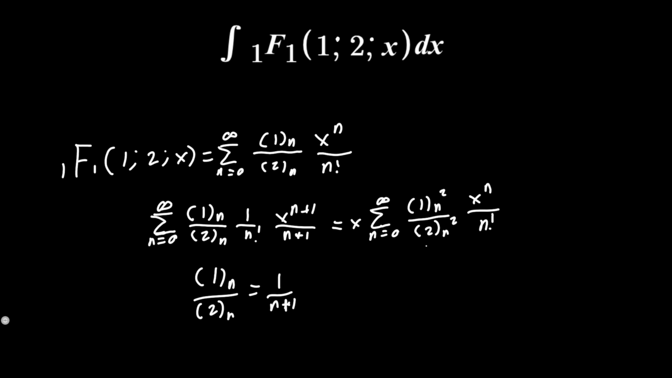So now that we found our series, we can rewrite this as the integral, right? So this is equal to x times 2F2 of 1 comma 1, and then the denominator 2 comma 2, and then finally x, and then plus C.